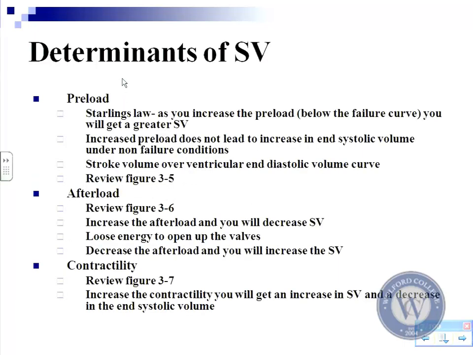If you look at stroke volume, again, what I was talking about before: preload, afterload, and contractility. Preload has to follow Starling's law, and increasing preload usually increases your stroke volume unless you go into the failure portion of the curve. If you increase the afterload, you will decrease stroke volume, and you lose energy to open up the valves. The greater the amount of energy lost to that, the less ability it has to have a forward stroke volume. On the other hand, if you decrease afterload, you tend to increase stroke volume. I've actually repeated this twice, so that's going to be a test question, as you can imagine.